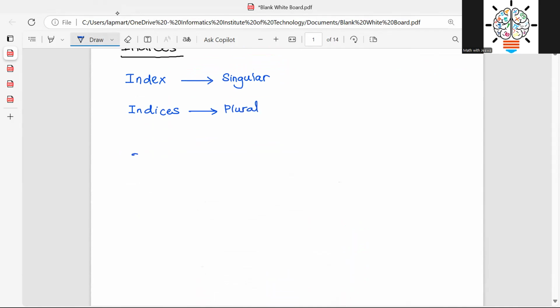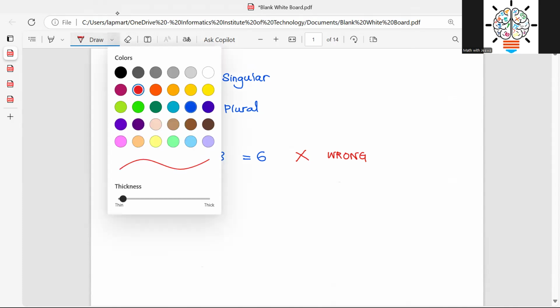Let's say you have 2 to the power 3. When you see this, what you do, that you write it as 2 times 3 and you get the answer 6. Is this the correct thing? No, this is wrong, right? You want to put a cross and write this is wrong, right? This is wrong.